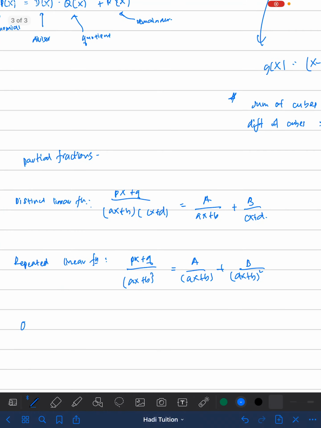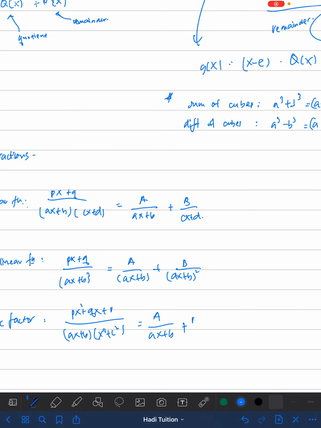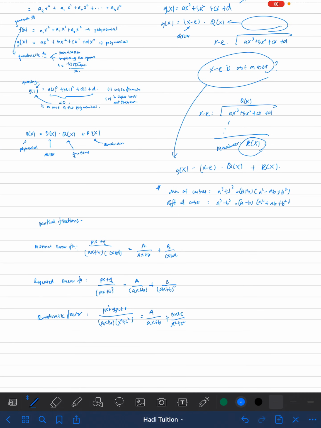And lastly, you have a quadratic factor, which means that you cannot factorize it further. So px plus q over x squared plus c squared is equal to A over ax plus b plus Bx plus C over x squared plus c squared. Okay, these are the three basic forms.